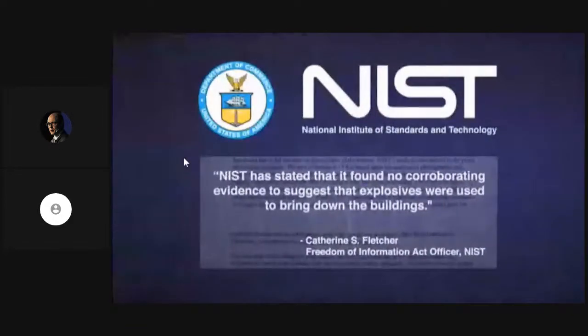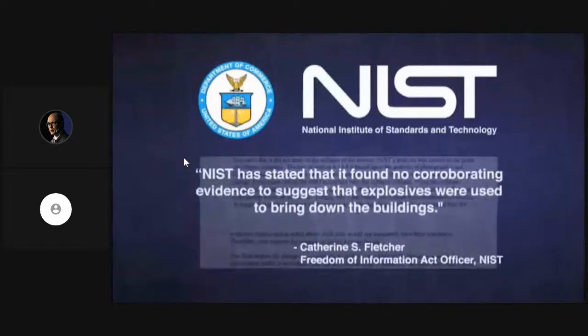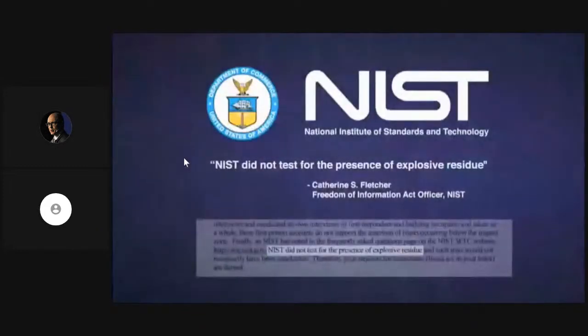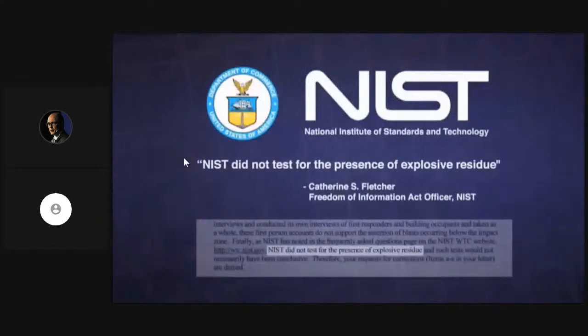NIST concedes that they found no evidence for explosives. So then we asked them, well, did you look? And they said, no, we did not look for explosives or residues of explosives. And in fact, the evidence is overwhelming that these red-grade crystals are very high temperature incendiaries.